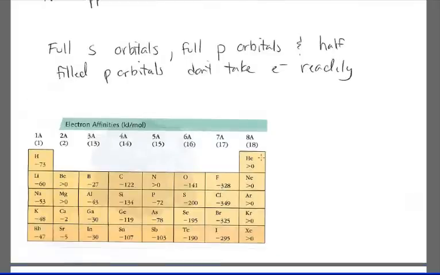Notice that, like we said, the noble gases are all positive. They're all above 0. We don't have values there. And a lot of them are negative. Most of them are negative. There are a few exceptions. Okay, what are the exceptions?